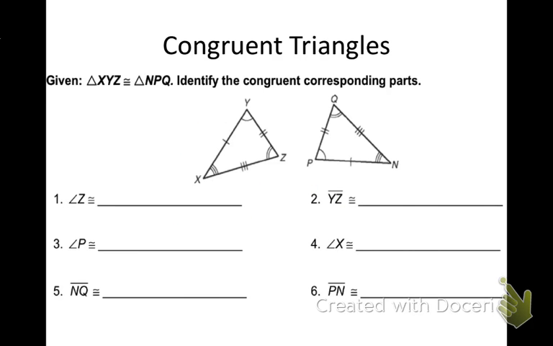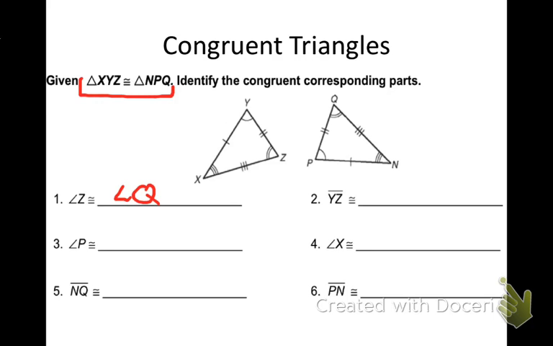Alright, so number 1 here. I am given triangle XYZ is congruent to triangle NPQ. Identify the congruent corresponding parts. So if I look at angle Z, I notice it has 2 marks in its angle. Looking on the other triangle, angle Q is its corresponding part because it also has the 2 marks. So those 2 are congruent.